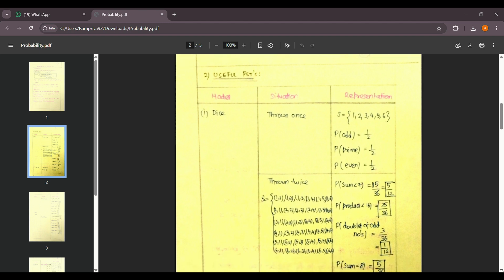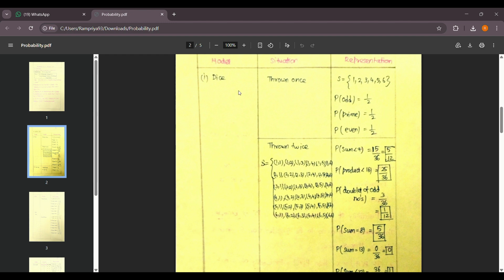And next is when the same die is thrown twice. These are the different events from 1, 1 till 6, 6. All these events can happen. That is 6 squared, which is 36. So you have to write all these events before solving the question. Probability of sum less than 7. Less than 7 means, if you see, from 1, 1 till 1, 5, all of them will be coming.